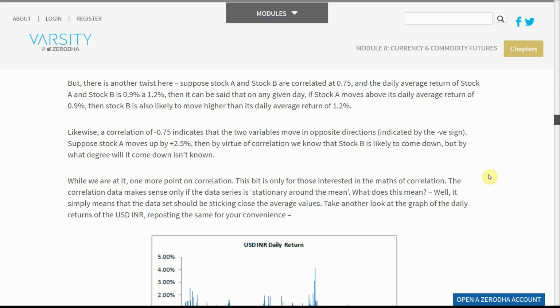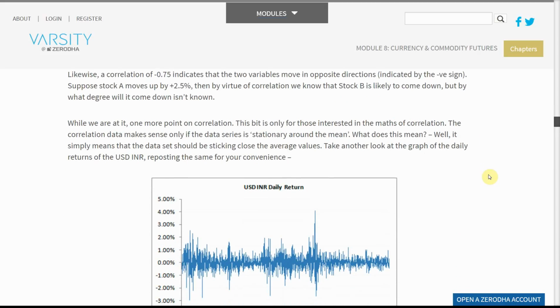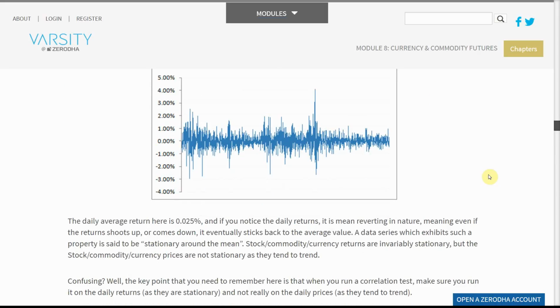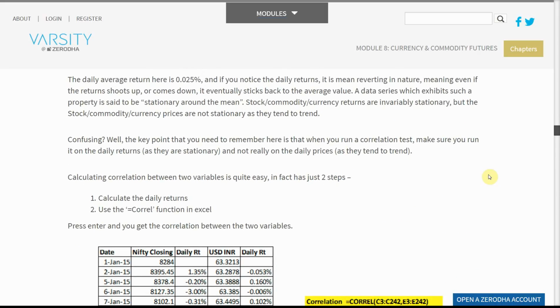While we are at it, one more point on correlation. This bit is only for those interested in the maths of correlation. The correlation data makes sense only if the data series is stationary around the mean. What does this mean? Well, it simply means that the dataset should be sticking close to the average values. Take another look at the graph of the daily returns of the USD-INR. Reposting the same for your convenience. The daily average return here is 0.025%.